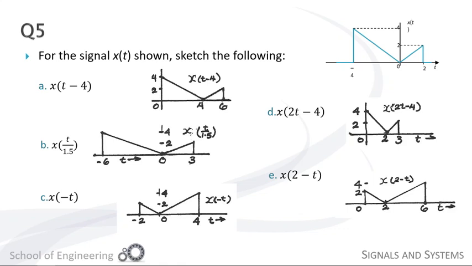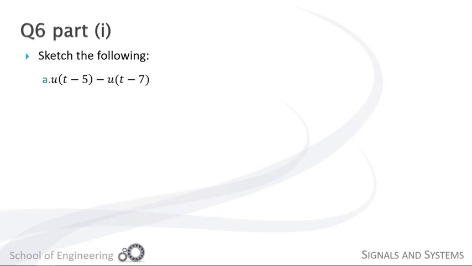Unit step, right? So u is the unit step. Okay? So u(t) means 0 before time 0, 1 after time 0. This is one of the most important signals because you're going to see it all over the place. And these questions are going to lead you through how it's used. So let's look at the first one. What's u(t-5) minus u(t-7)?